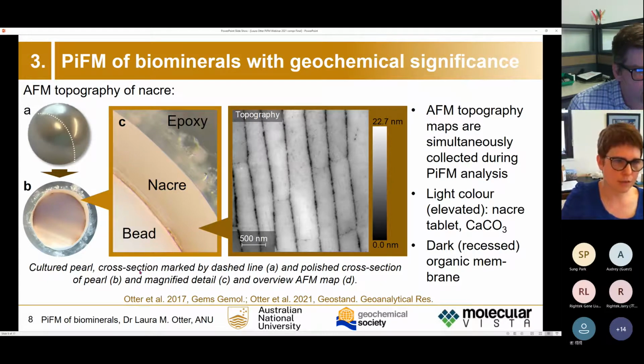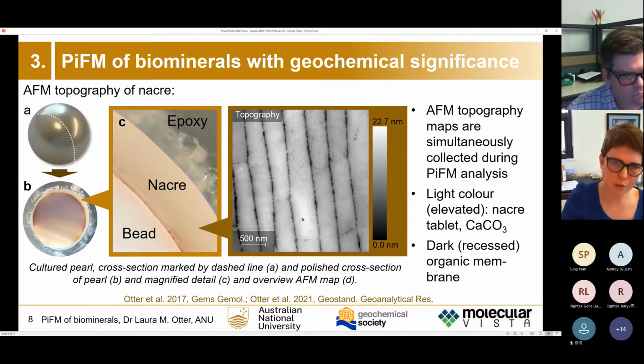This is what is put into the bivalve to grow a pearl. And the bivalve then grows this layer of nacre on top of the bead. And this is now just sandwiched in between the bead and the epoxy because this whole sample was just mounted into epoxy resin. And this was the first image we got of the PFM.